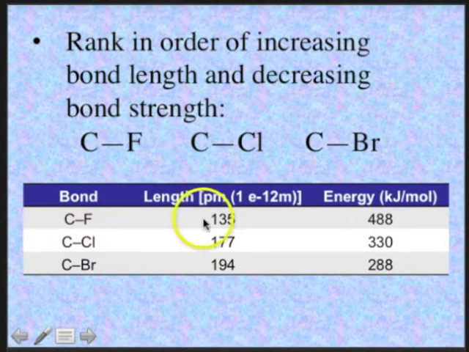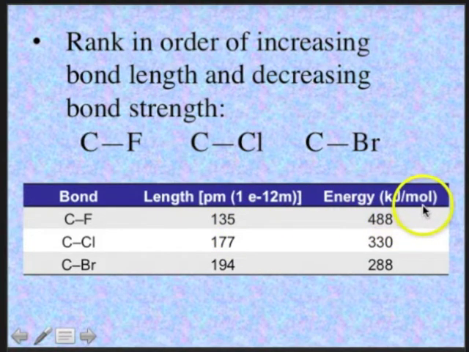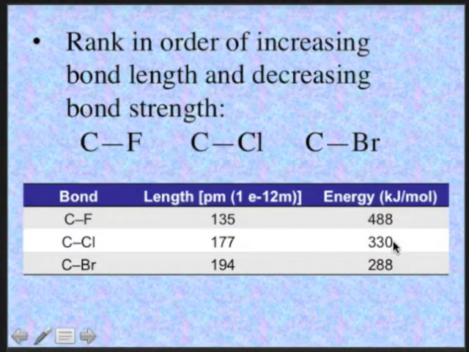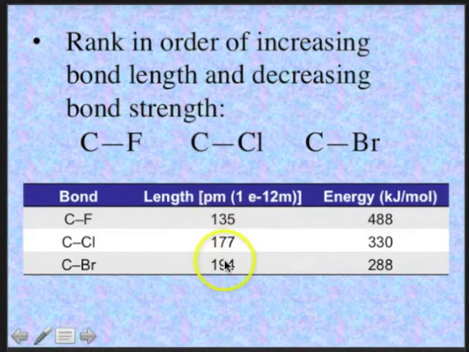The carbon-fluorine bond has a length of 135 picometers. That's 135 times 10 to the minus 12 meters. Its energy is 488 kilojoules per mole. The carbon-chlorine bond is longer, 177, and its energy is smaller, 330 kilojoules per mole. Carbon-bromine bond, because bromine is a larger atom still, is 194, and the bond energy of carbon-bromine is even less, 288. So as the bond length gets longer, the bond strength gets weaker.